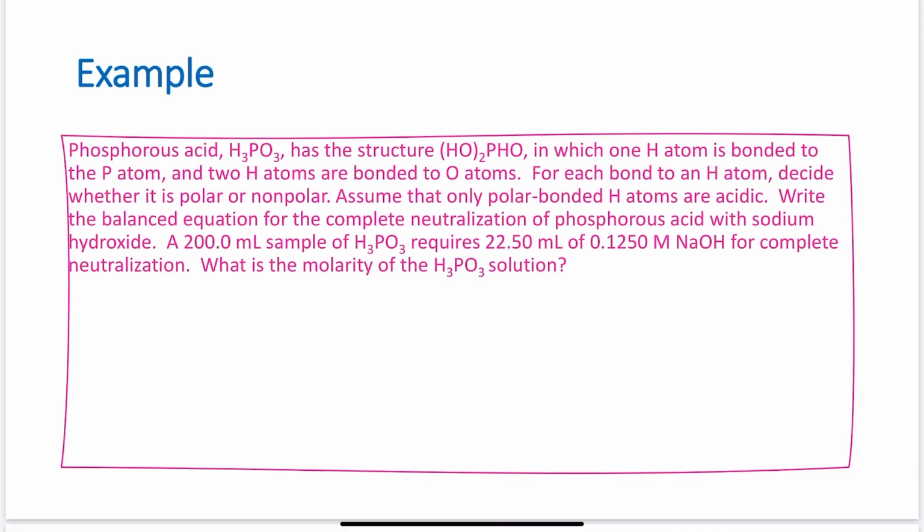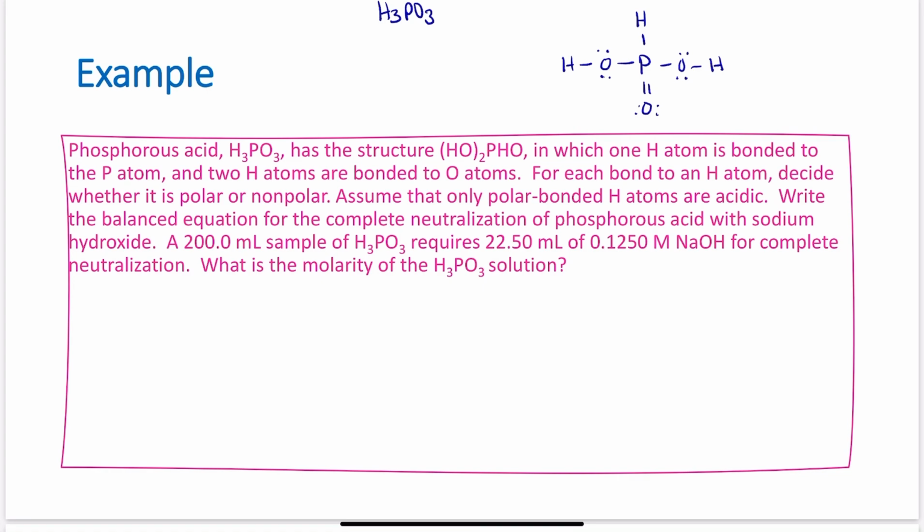So phosphorous acid, H3PO3. It is telling me that I have one hydrogen bonded directly to the phosphorus. I have two hydrogens bonded to two oxygen atoms. So that third oxygen must be bonded directly to that phosphorus. It's the only place for it to go. Everything needs its octet. For each bond to a hydrogen atom, decide whether it's polar or nonpolar.